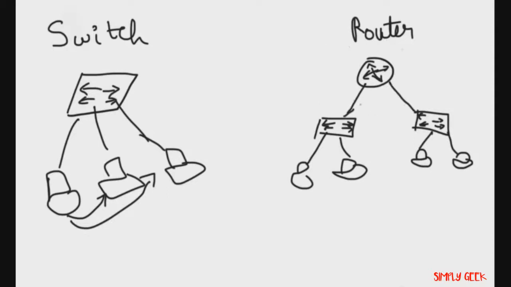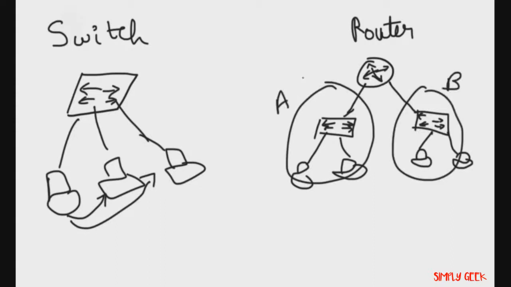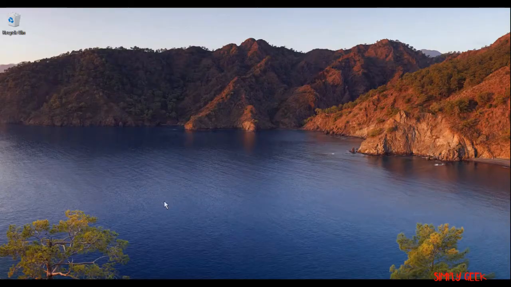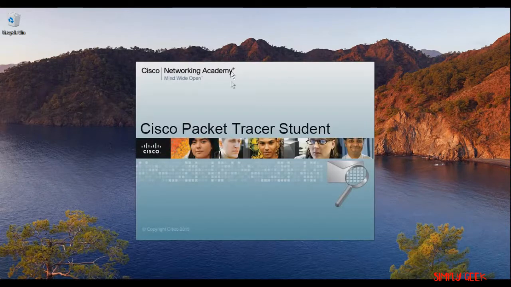Anyways, the router is used to send packets or messages from one network to another. So this is one network, let us say network A, and this is network B. It is used to transfer messages from one network to another, or vice versa. That is the function of the router and switch. With this in mind, let us go and simulate the real-time scenario in Cisco Packet Tracer. See you there. Alright, so now let's open the Cisco Packet Tracer software.